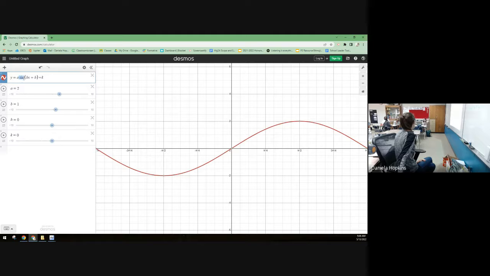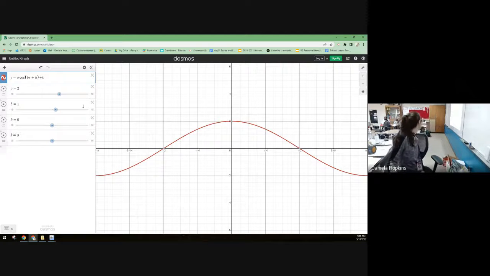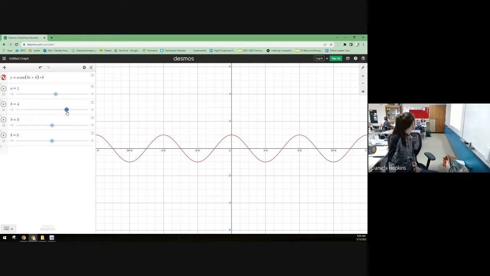We also talked about cosine, which is also a pretty wave. Cosine looks like that, right? And again, the amplitude changing and the period changing, what does that do? So that's what we did yesterday.